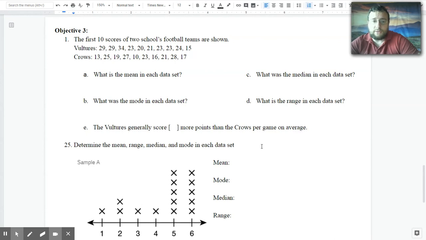Remember, the mean is just adding it all up and dividing by the number of items you have. And so since there's 10 games, you're going to divide it by 10. The mode is: list them all and find the ones that repeat the most, and that's the mode. The median is going to be, if you put them in order from smallest to largest, the value that's in the middle of that data set.